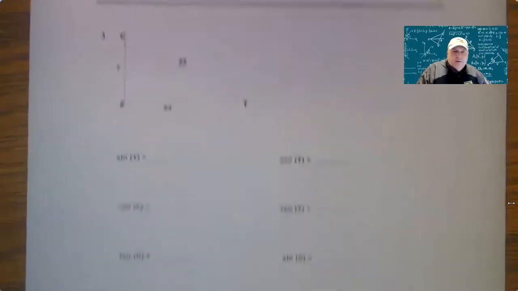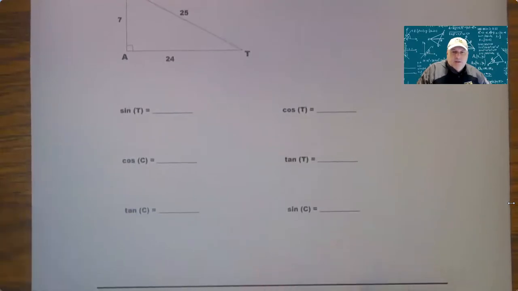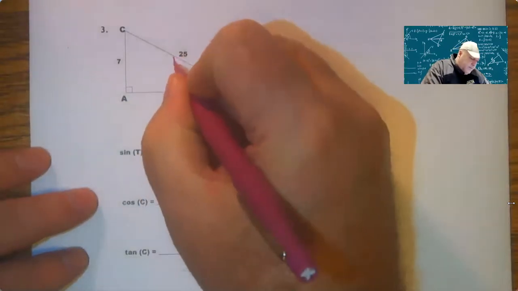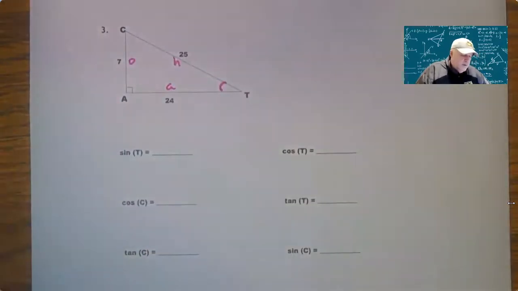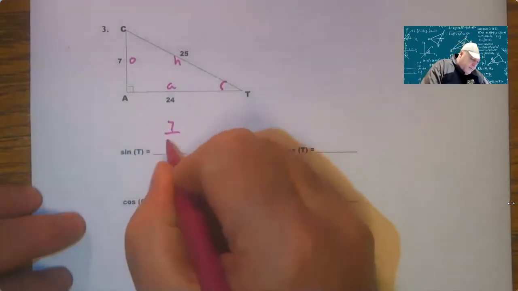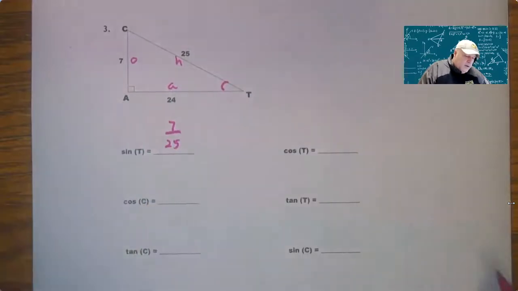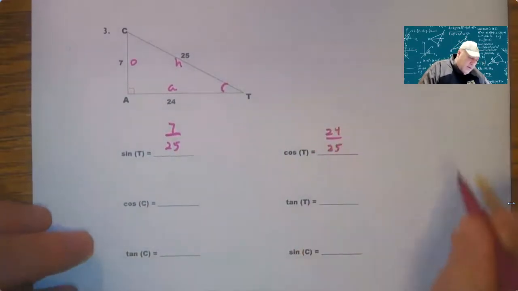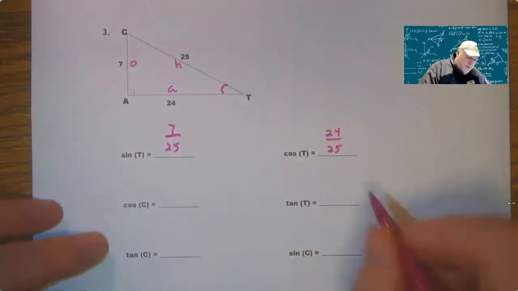Problem 3 is all about stating these ratios correctly. So you're going to want to set it up for t first of all. So sine of t is 7/25. Cosine of t is 24/25. And tangent of t is 7/24.